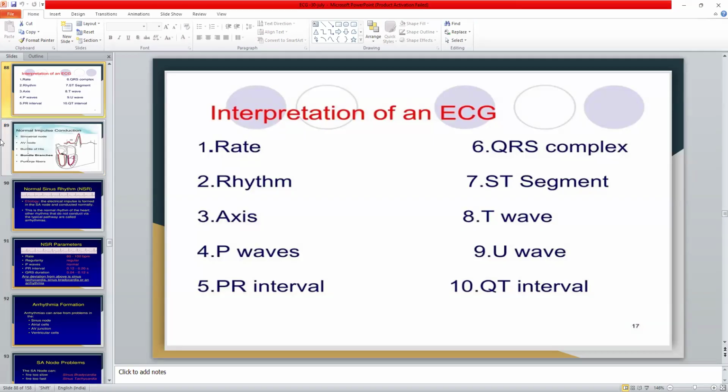As I told you, we have to interpret an ECG in an orderly manner. First, heart rate of the ECG, rhythm, axis, P wave, PR interval, QRS complex, ST segment, T wave, U wave, and the QT interval.